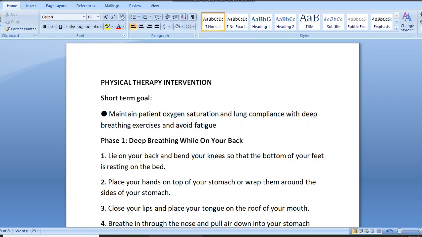Physical therapy intervention. Short-term goals. Maintain patient oxygen saturation and lung compliance with deep breathing exercises and avoid fatigue. Phase 1. Deep breathing while on your back.